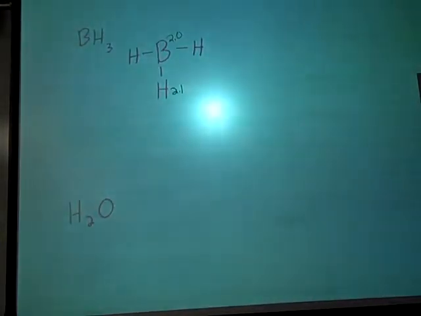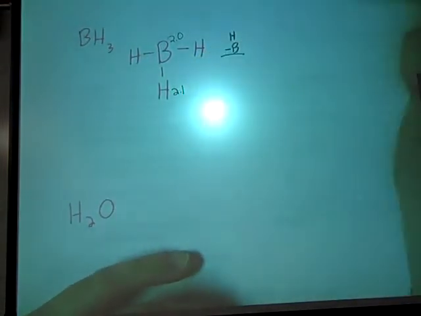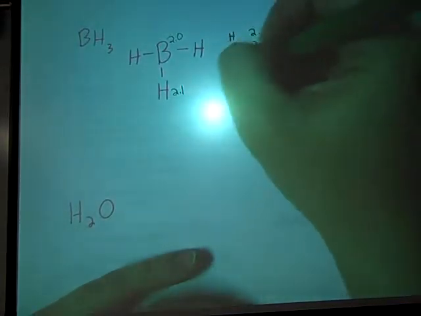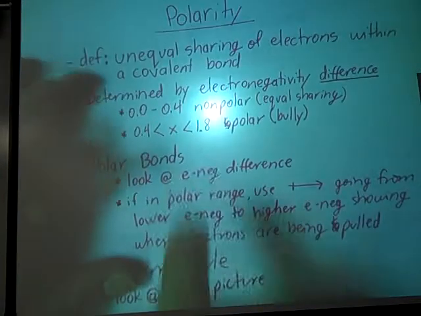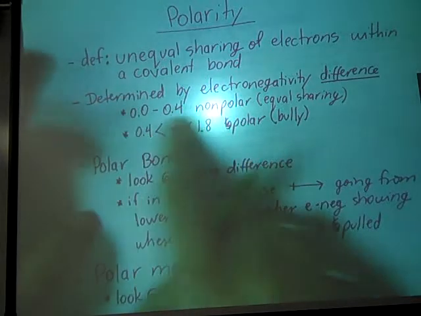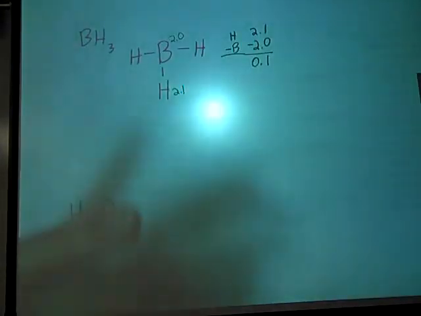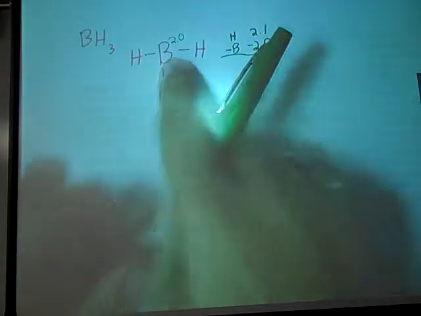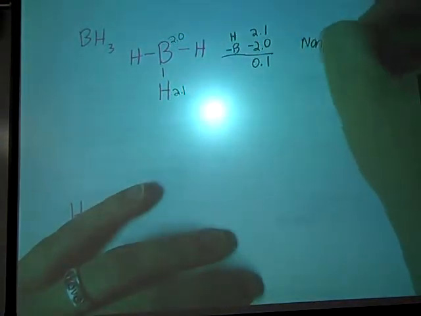So my electronegativity difference between those two when I subtract them, since hydrogen's greater, we'll put that one on top. When I subtract the two, 2.1 minus 2.0, 0.1, that falls in our nonpolar range. So my atoms are sharing the electrons equally. Nobody is hogging the electrons. They're spending equal amounts of time around the hydrogen and the boron. So this is a nonpolar molecule.